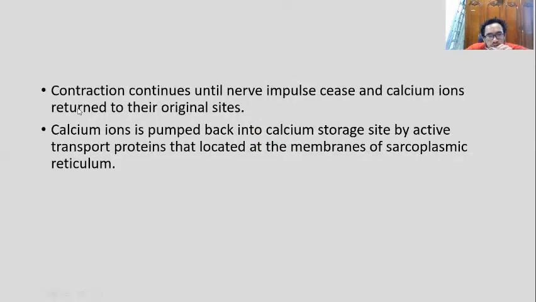Contraction continues until nerve impulses cease and calcium ions return to their original site. Calcium ions are pumped back to the calcium storage site by active transport proteins located at the membrane of the sarcoplasmic reticulum. So this means that the contraction will continue until the nerve impulses stop, and when they cease, the calcium ions return to their original site by using active transport.